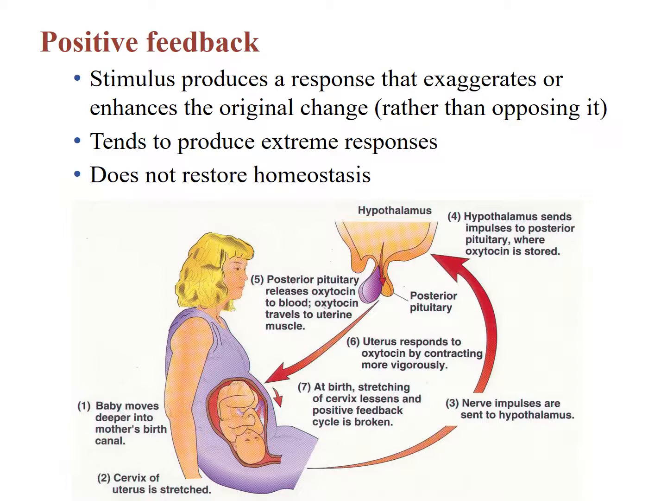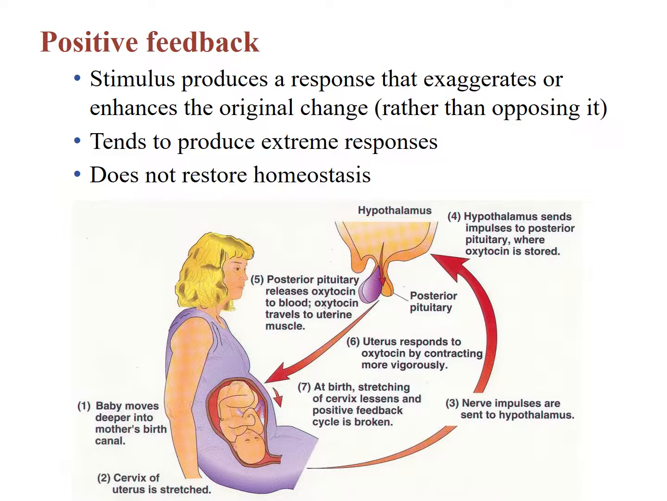Pregnancy is going to involve a positive feedback loop that is going to cause an overall increased stretch and contraction of the uterine muscles in order to give birth. I'll take you through the diagram now. The stimulus response is as the baby moves deeper into the mother's birth canal, it's going to stretch the cervix of the uterus.